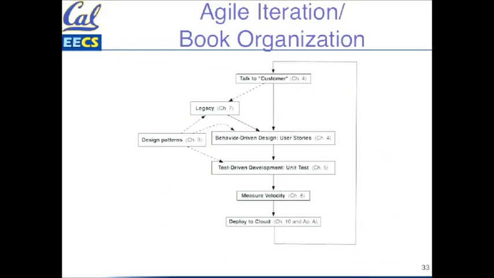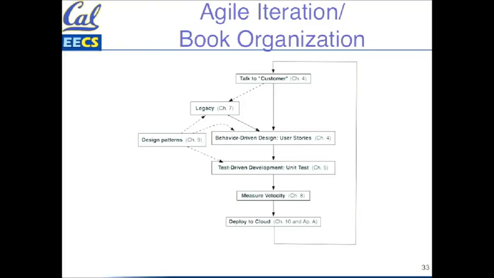This is the tool flow, the flow of Agile. This is one iteration that actually maps onto the chapters of the book, and you'll see this when you get the book. So you start off talking to the customer. We're going to split test-driven development into 2 phases. The first phase is behavior-driven design and then test-driven development. Those are chapters 4 and 5. Then you measure velocity, and you deploy it so the customer can see it. You talk to the customer again. That's fundamentally what the Agile flow is.